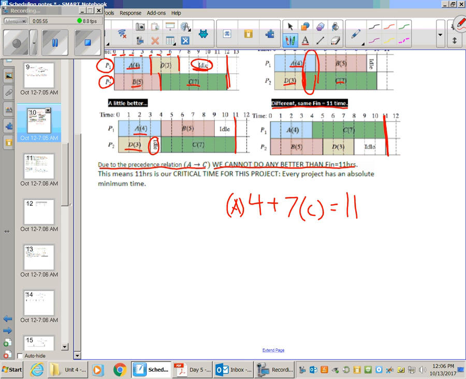This means 11 is what's called a critical time. Critical time for this project. Every project is going to have an absolute minimum time, which is what critical time means. Critical time is the absolute minimum time.